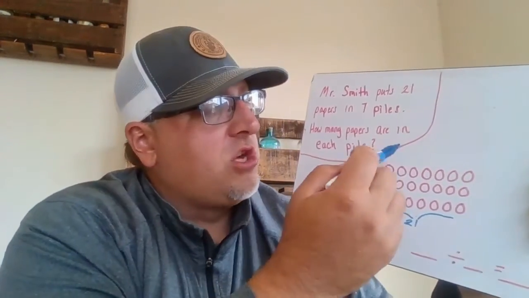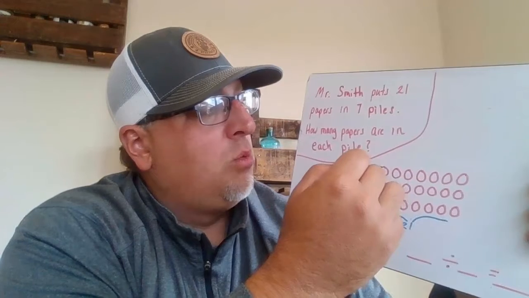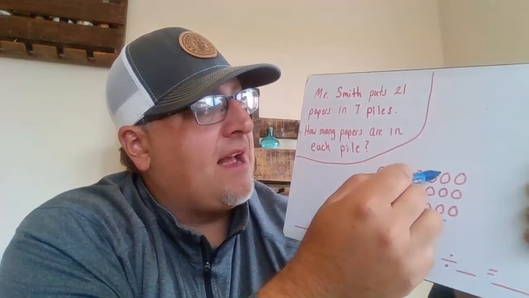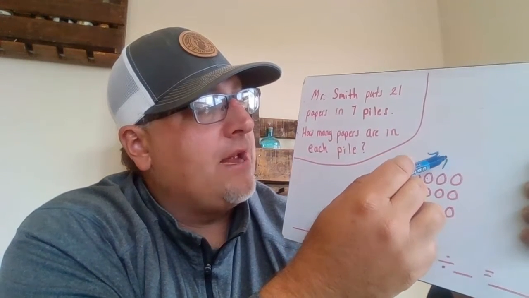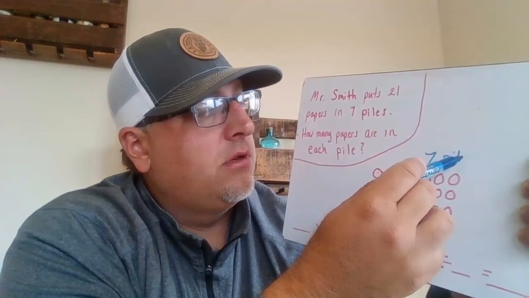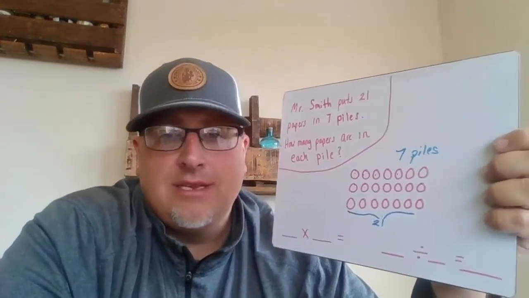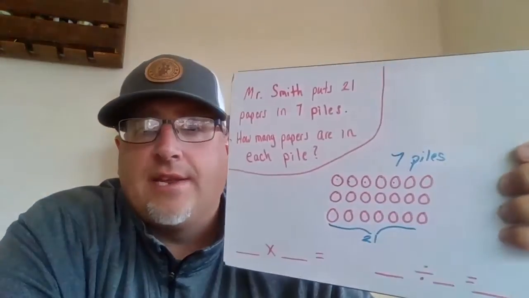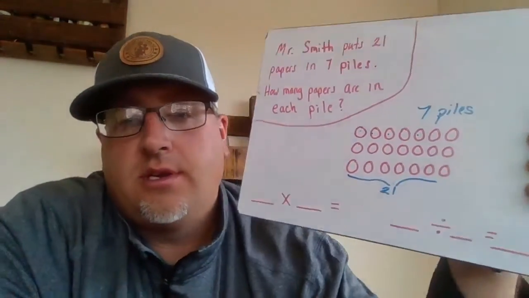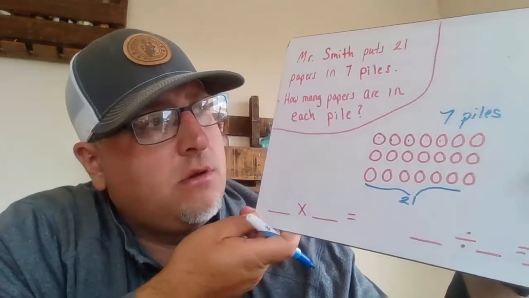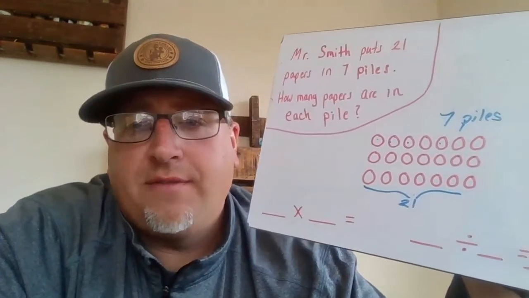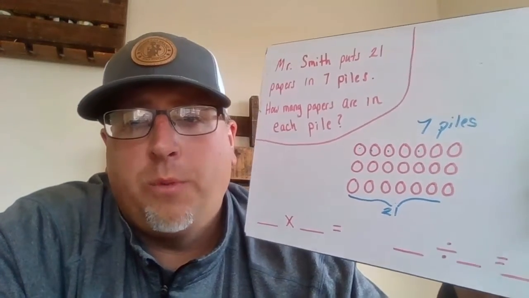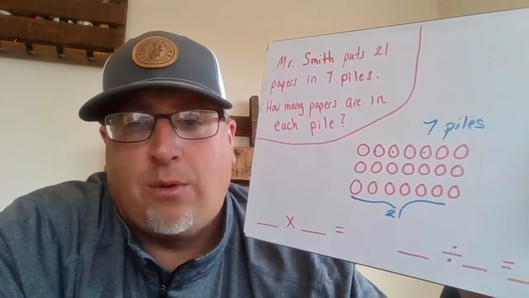We also know that he has 1, 2, 3, 4, 5, 6, 7 piles. Okay. He's got 7 piles. They gave us those answers already. 21 papers, 7 piles. So what we have to do is figure out what are we going to do? How are we going to break this down?